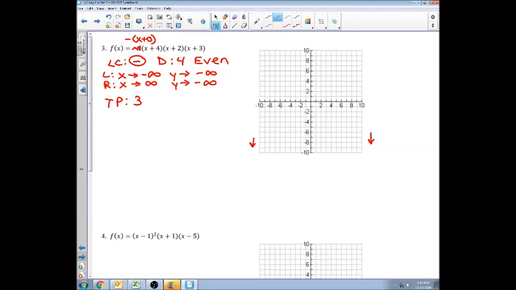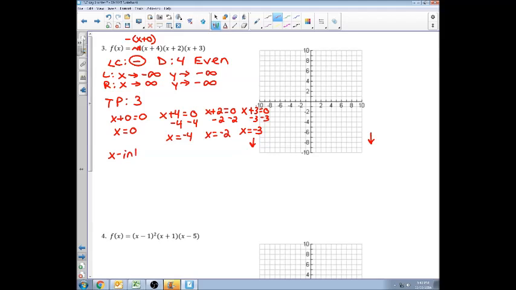I'm going to go ahead and use x plus 0 equals 0, which just means x equals 0, right? Then x plus 4 equals 0. Subtract 4 from both sides. X would equal negative 4. X plus 2 equals 0. Subtract 2. X equals negative 2. And x plus 3 equals 0. Subtract 3. So x would equal negative 3. Okay? Those are not my x-intercepts, but again, those will help me find my x-intercepts.